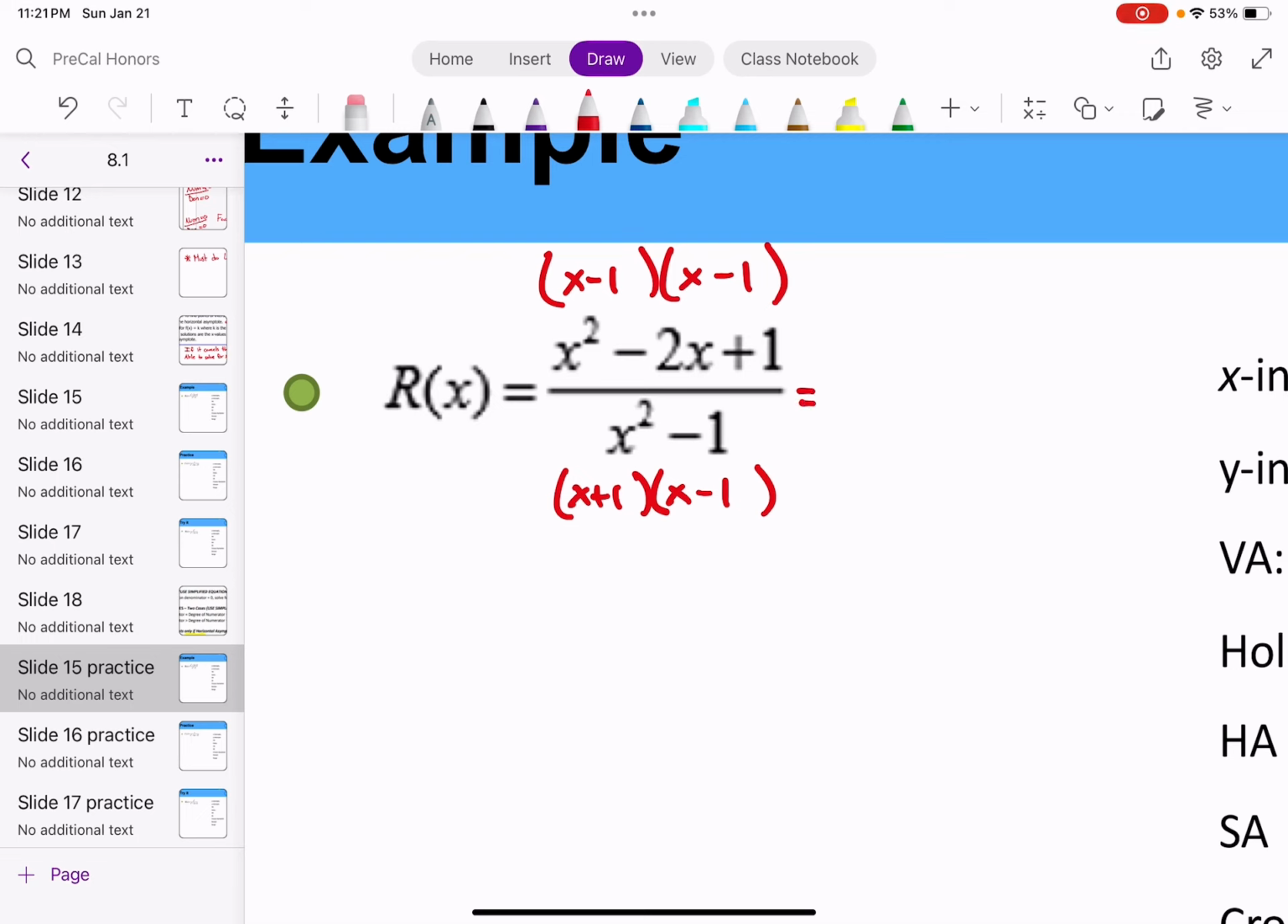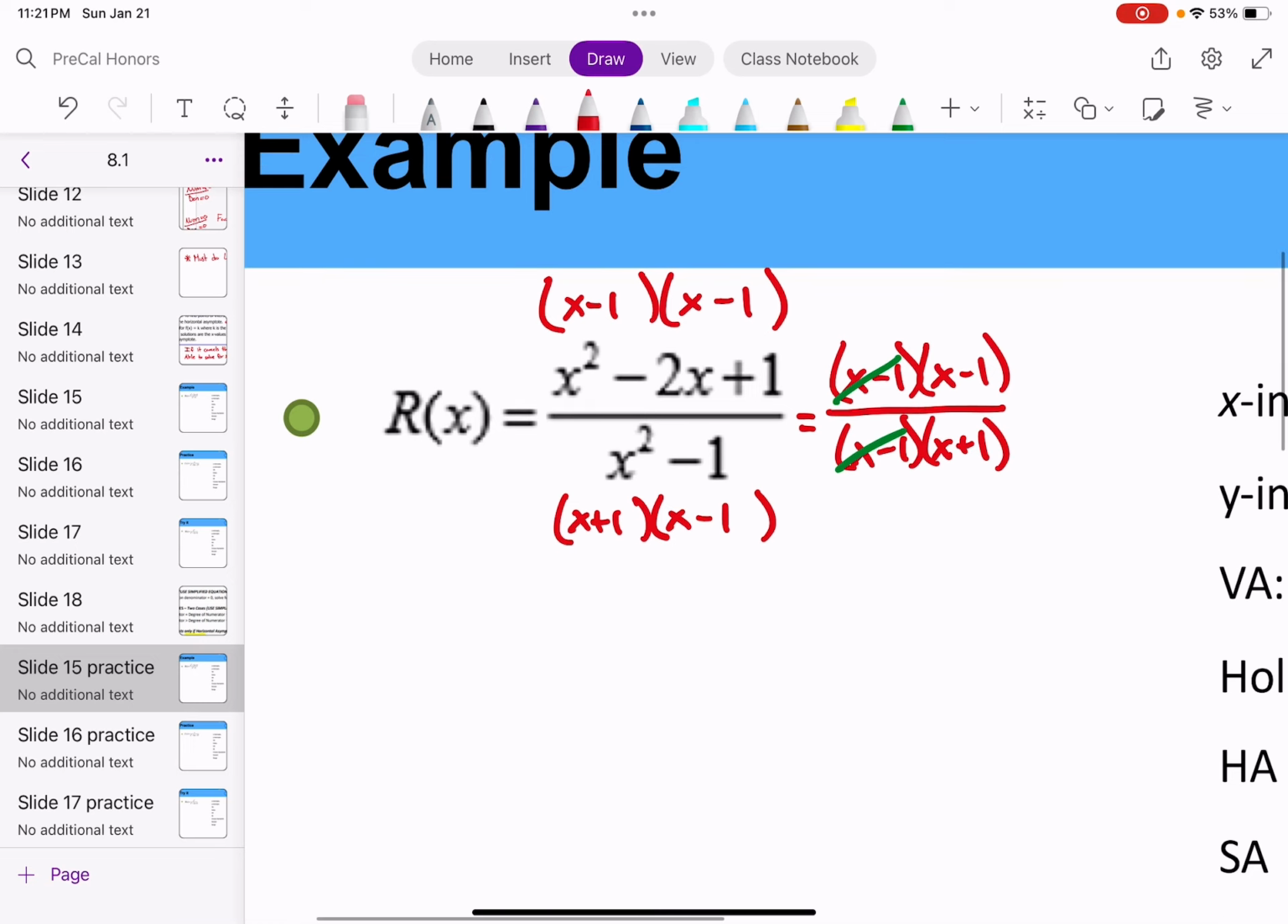So we're going to rewrite this as x squared minus 2x plus 1 as x minus 1 times x minus 1 over x minus 1, x plus 1. Now we can easily see here that x minus 1 and x minus 1 cancel out. We are left with x minus 1 over x plus 1. This right here is our simplified equation.